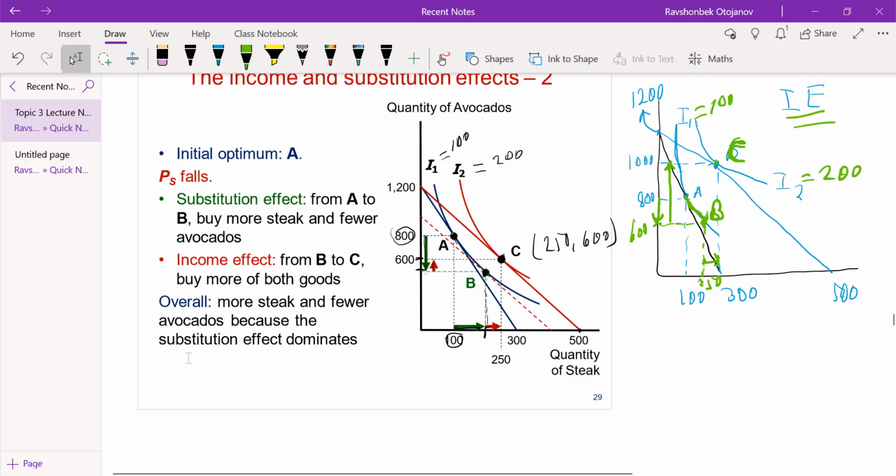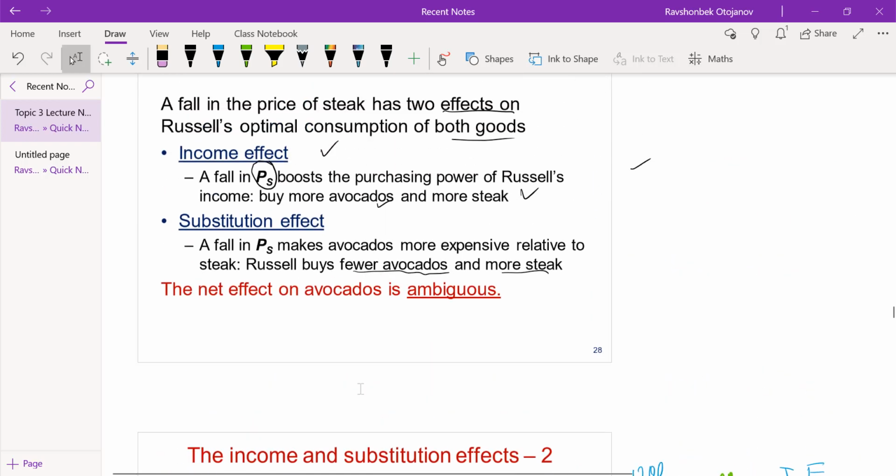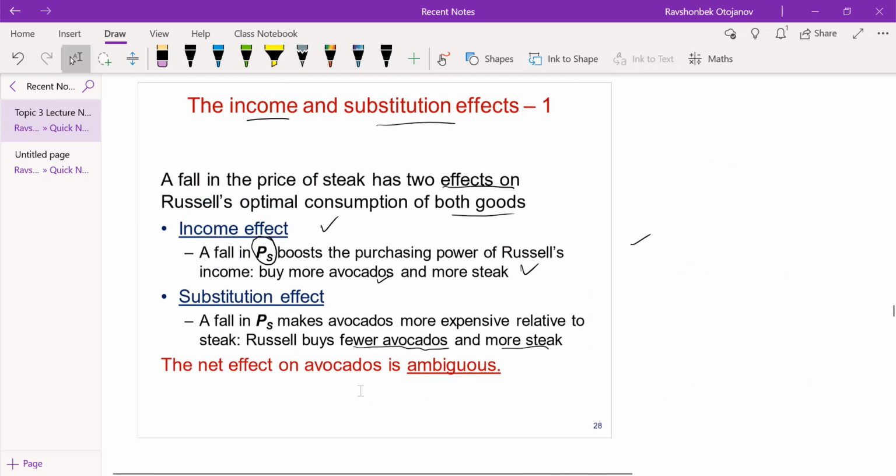So this is the reason why we mentioned here that the net effect on avocados in this case was ambiguous, because it really depends on whether the income effect dominates or the substitution effect dominates.